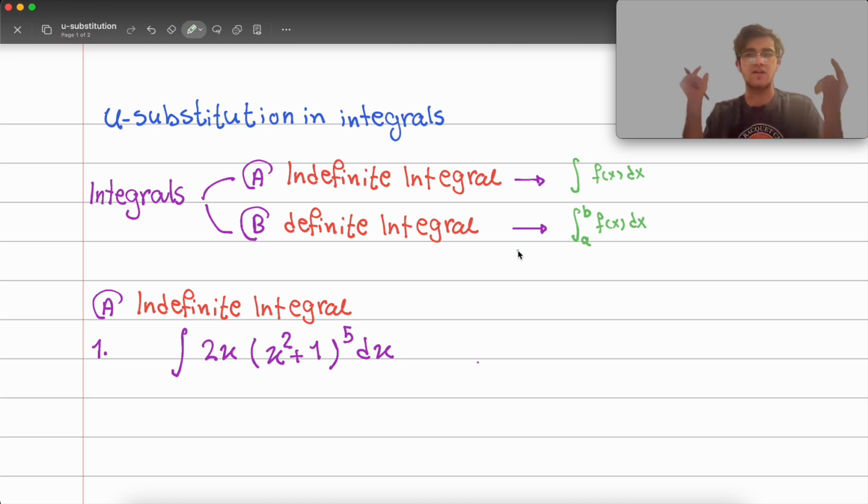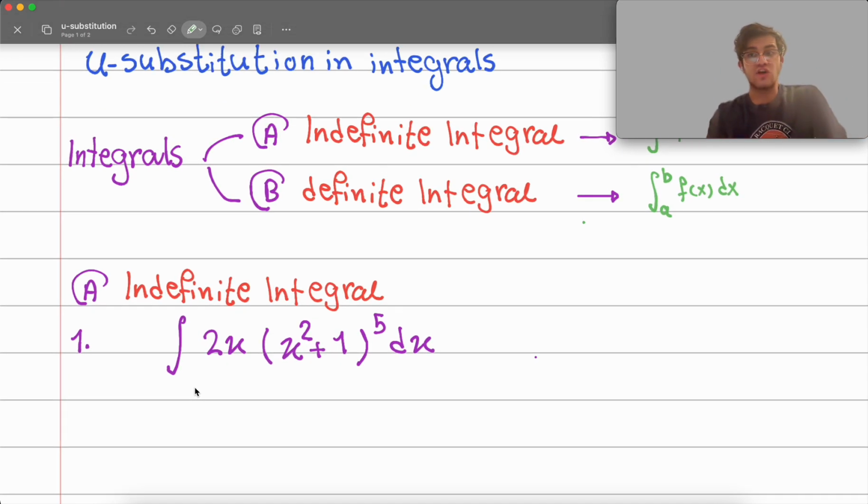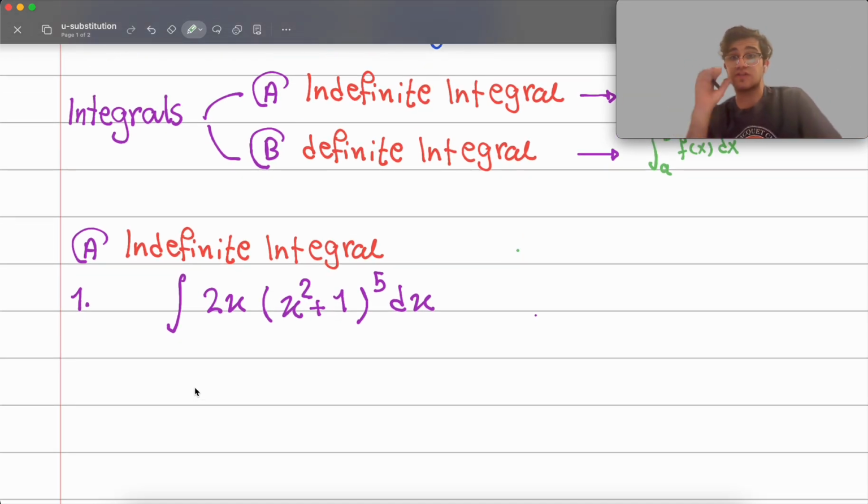So let's see how we can do it. We especially use u-substitution when we see a function inside a function. We use it in places where there is an expression inside the integral, and we can also see its derivative nearby that expression. Let's see an example to understand what I'm saying.